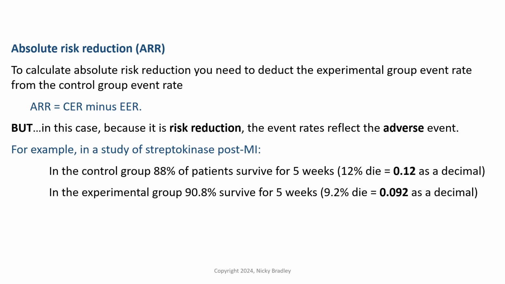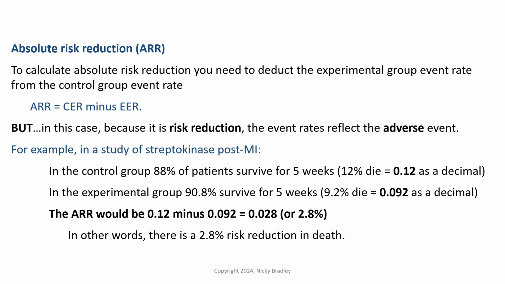In the experimental group, 90.8% survive for 5 weeks. Again, that's not an adverse event rate. We need the opposite. So the difference between 90.8% and 100% is 9.2%. So 9.2% of them must have not survived. In other words, they died. As a decimal, that's quoted as 0.092. So here we're focusing on the adverse event, people who died as opposed to people who survived.